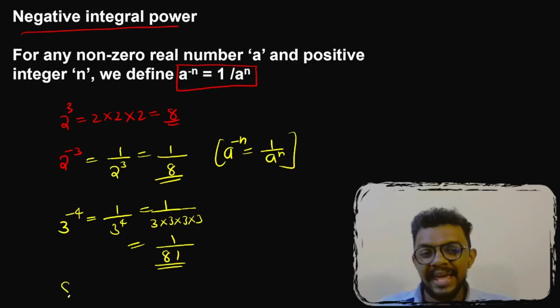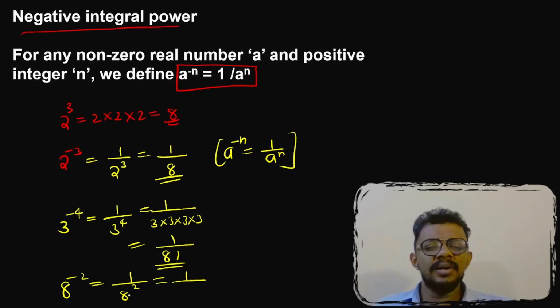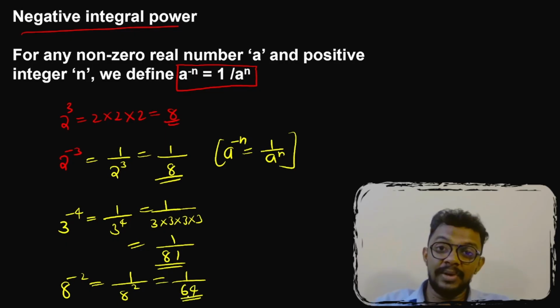What is the value of 8 raised to minus 2? Simple, 1 by 8 raised to 2. In order to deal with this negative, I can remove it by changing the base into its reciprocal, 8 into 1 by 8. So it is 1 by 8 square. What is 8 square? 8 into 8, 64. 1 by 64 is the value we are talking about.